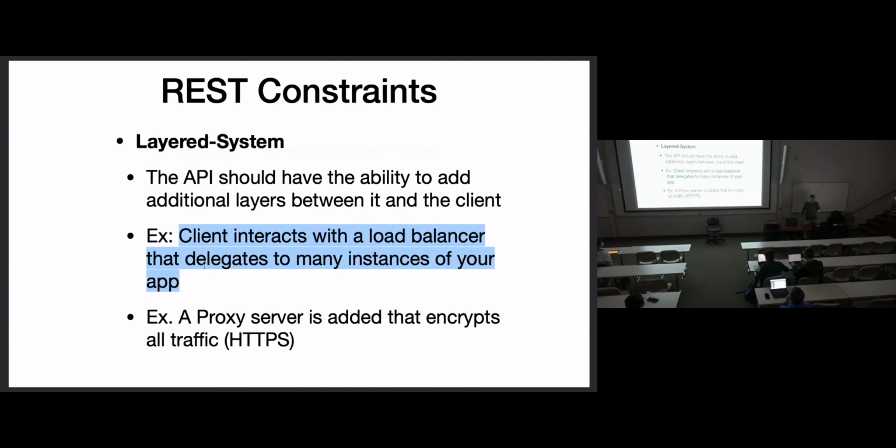So if we don't have a layered system and every client has to communicate directly with our single instance of an API, we're not going to be able to scale up to millions of users. Probably won't even be able to scale up to like hundreds of thousands of users at that point. If we want to scale up, we have to be able to have a layered system.